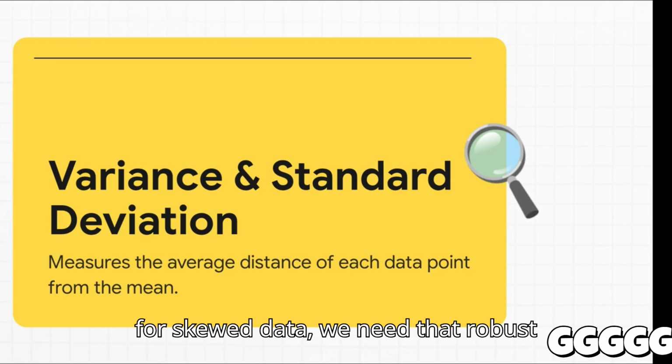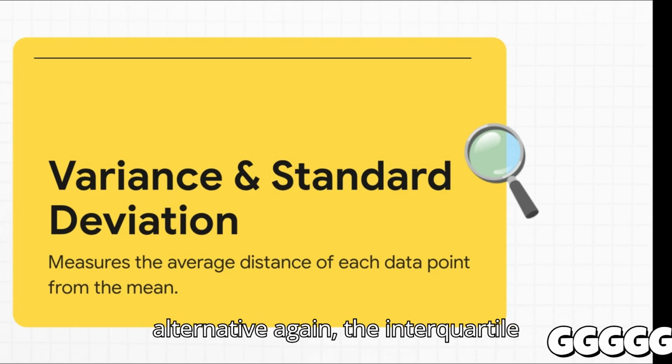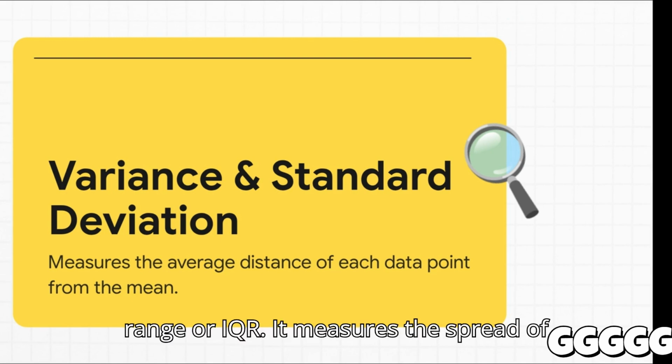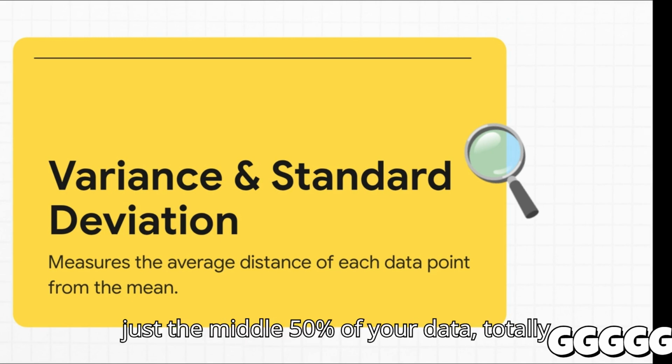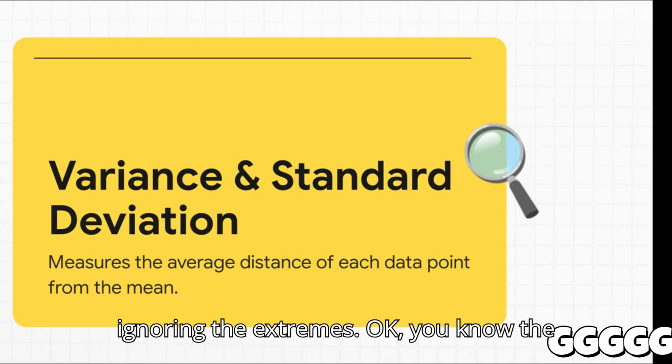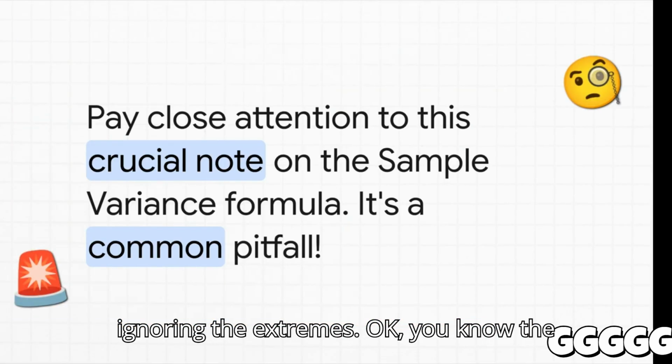So for skewed data, we need that robust alternative again, the interquartile range, or IQR. It measures the spread of just the middle 50% of your data, totally ignoring the extremes. Okay, you know the drill.